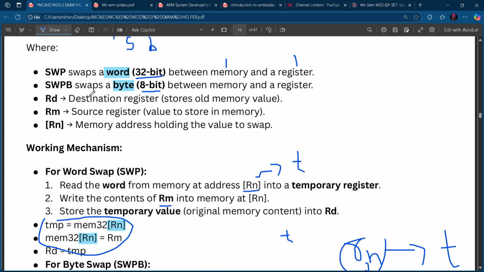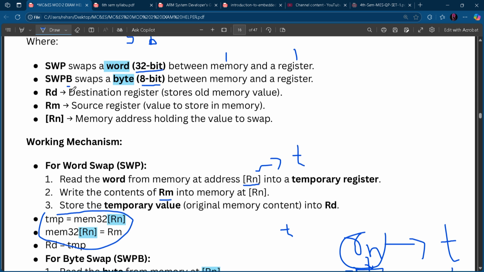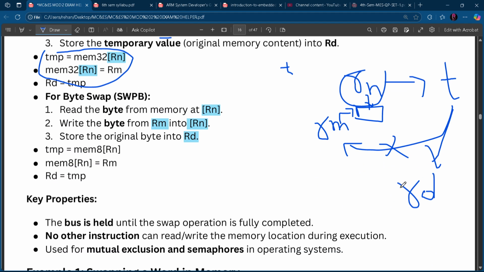See how you swap a word. So swapping can be done for word or for byte. SWPB, right? So for word, first you read the word from the memory at address Rn into a temporary. So temp equals Rn, and then it writes the contents of Rm into Rn, so Rn equals Rm. Then it stores the temporary value into the destination register. That's it. See, it stores to the destination register.